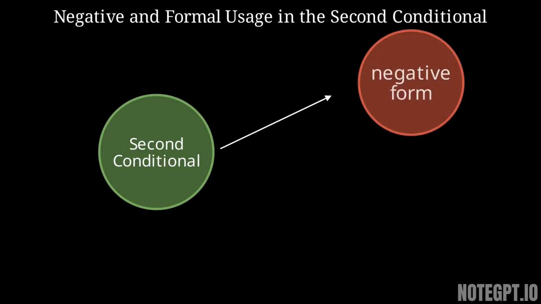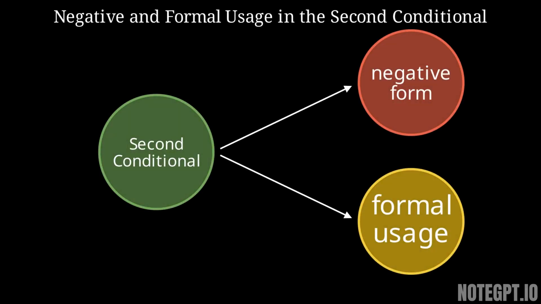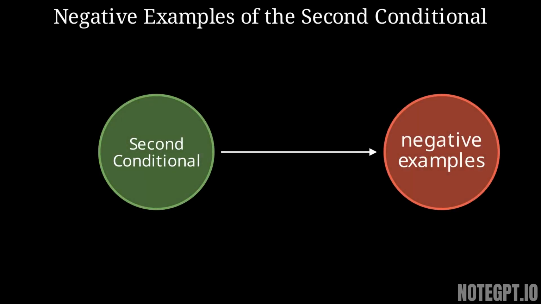The second conditional can be used in the negative form. Use the negative past simple in the if clause and make would negative in the result clause. In formal English, use were for all subjects in the if clause. Examples: if our father didn't work so hard, we wouldn't be able to afford this house. If I didn't live in Casablanca, I could never speak Arabic so well.